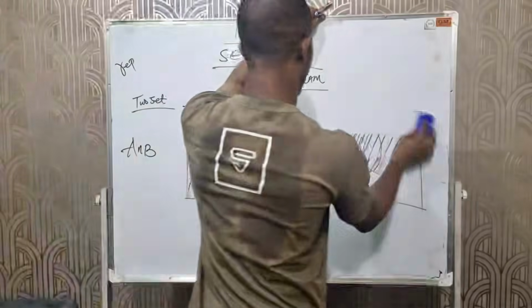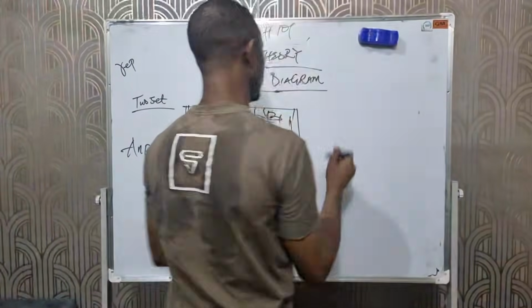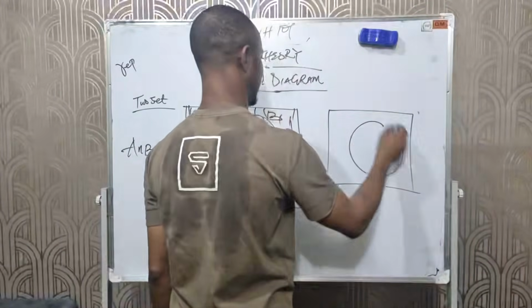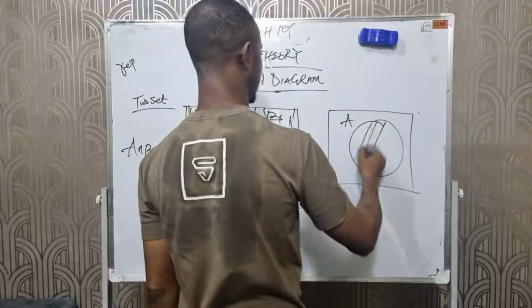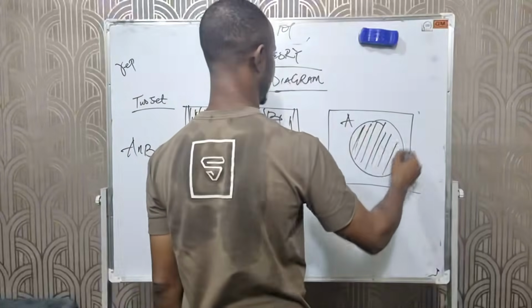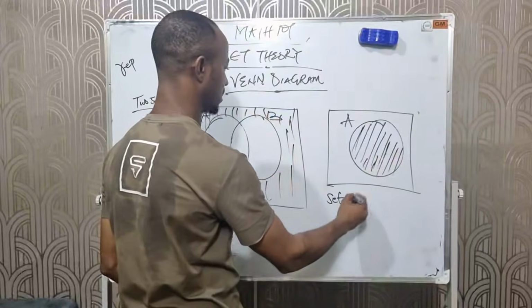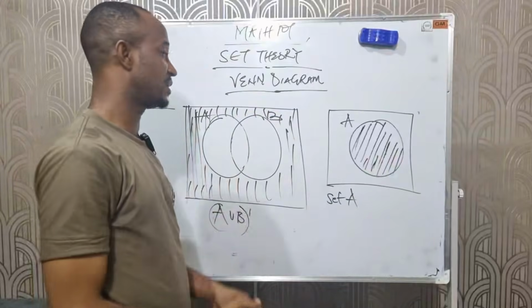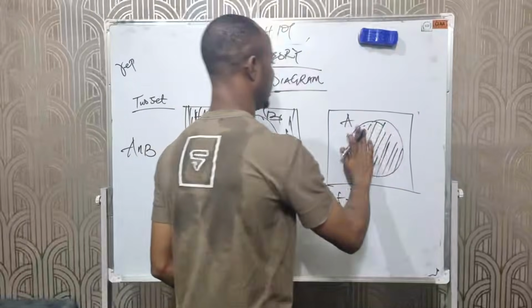Now, what if I have a single set? Let's say I have just a single set in a Venn diagram, just like this, set A, and the inside is the shaded part. What do we call this? This represents just set A. Set A means all the elements that are contained in set A.